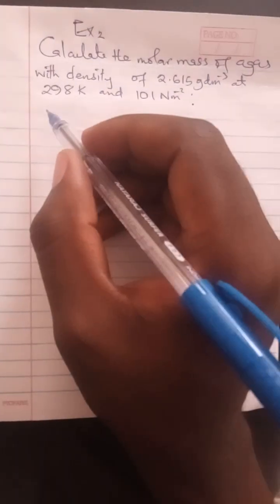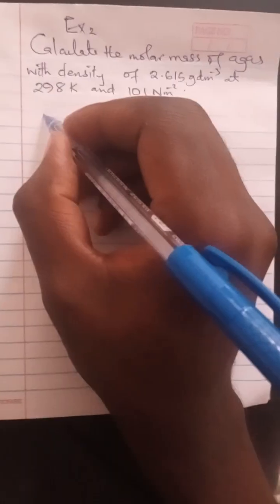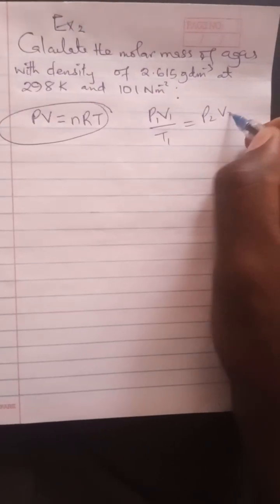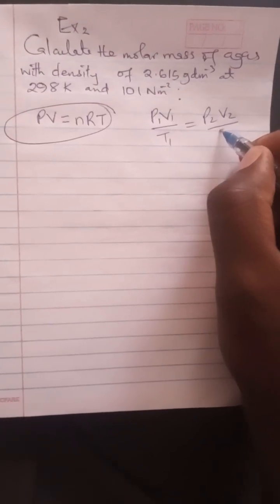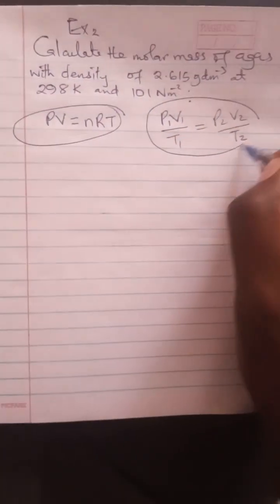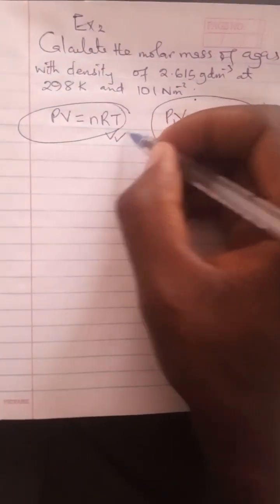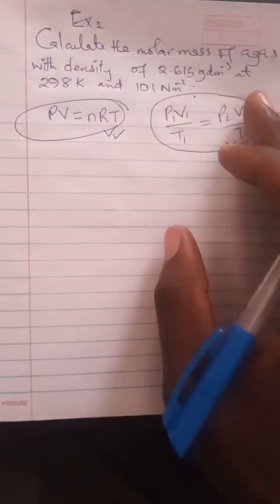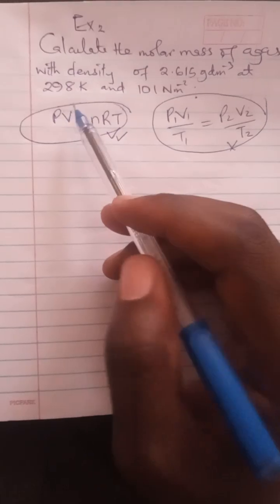So remember, we have two formulas: PV equals nRT, and P1V1 over T1 equals P2V2 over T2. So we won't be using this, but we will be using this, because this question is actually not comparing with the standards. We just have quantities of this expression.